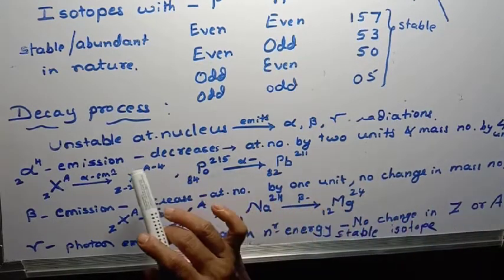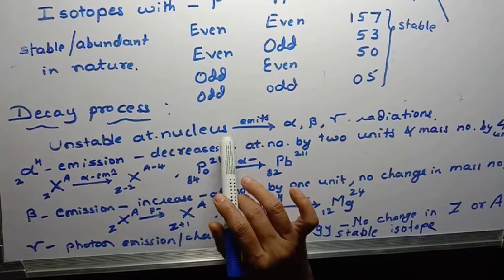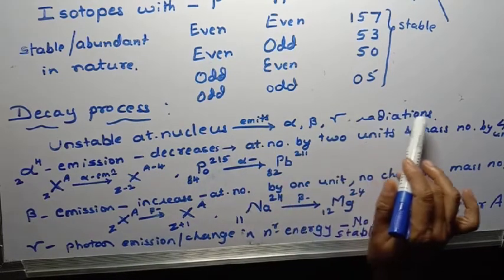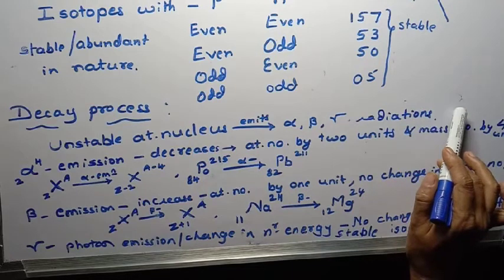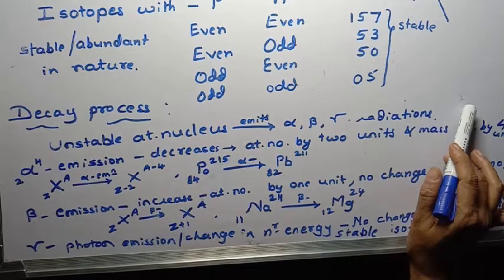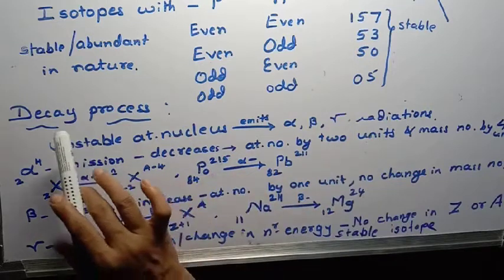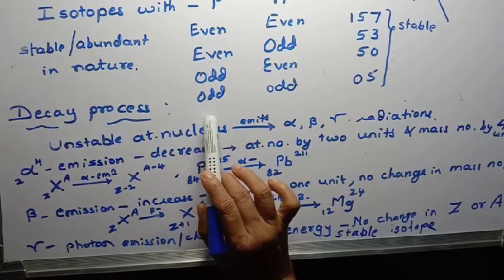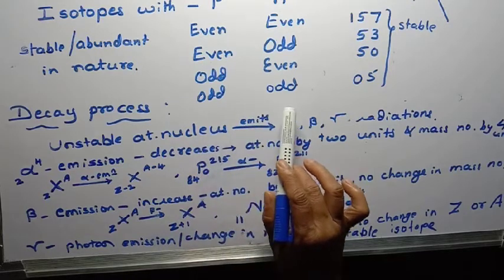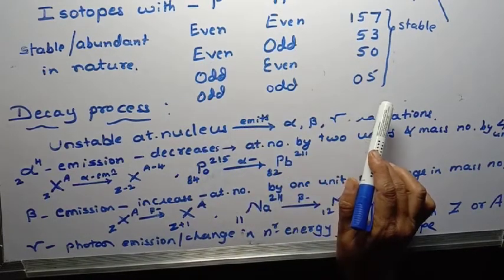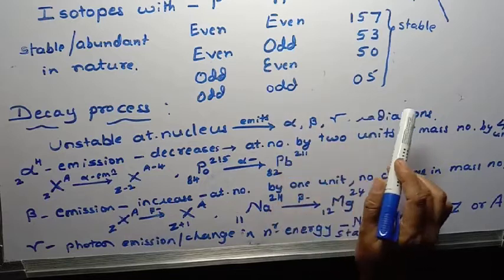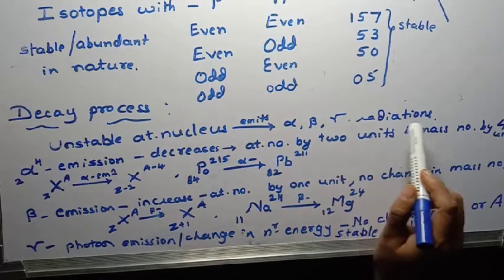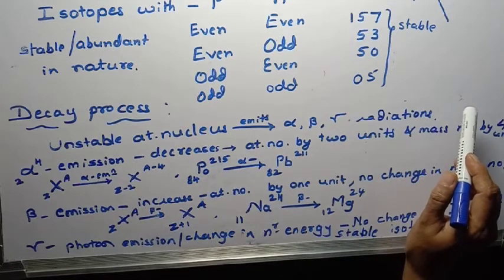Now the unstable atomic nucleus emits such radiations, and this continues till it reaches a stable state. Therefore, in the decay process an unstable nucleus undergoes slow spontaneous emission of energy, particles or radiations like alpha, beta, gamma, etc., to reach the stable state.